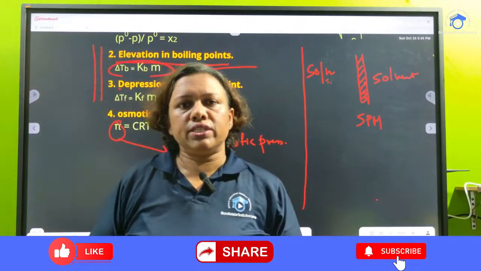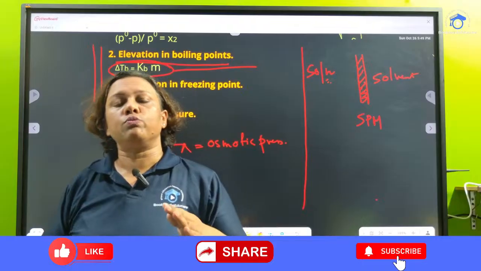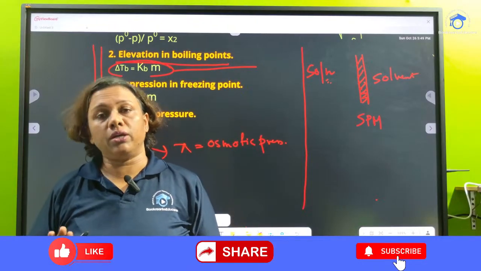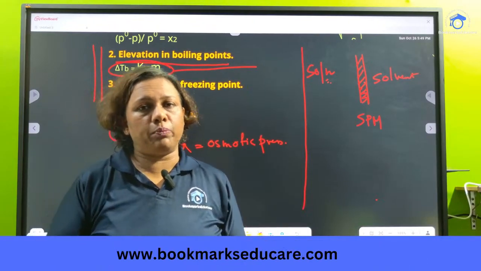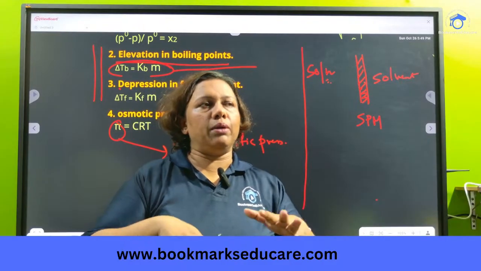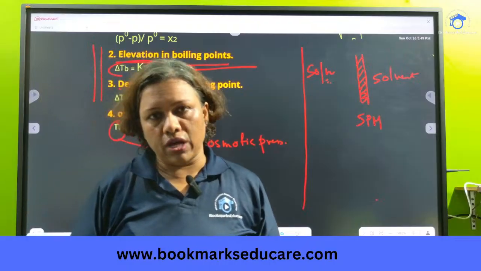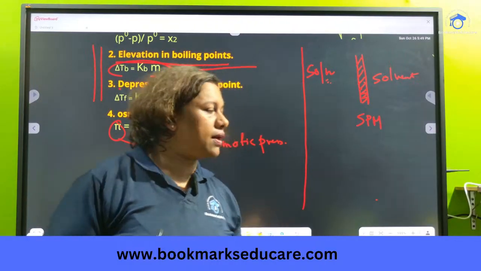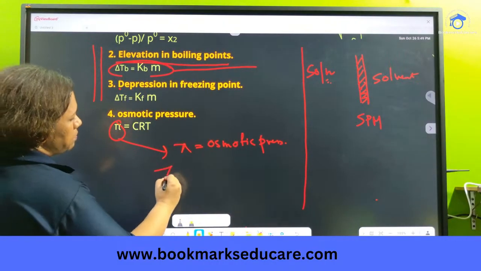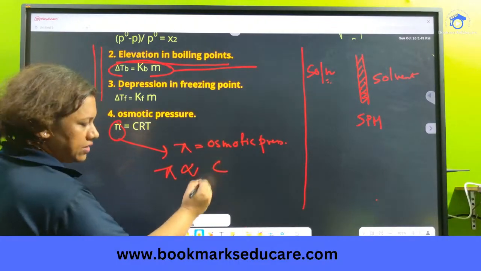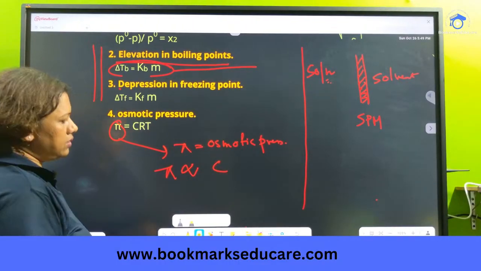Now if the solution side has so much pressure that osmosis ceases, that is called osmotic pressure. And this osmotic pressure depends upon a few parameters which were described by Van 't Hoff. What did the scientist Van 't Hoff say? He said that this pi is proportional to the concentration of the solution.